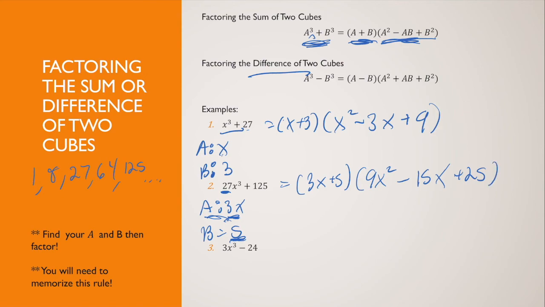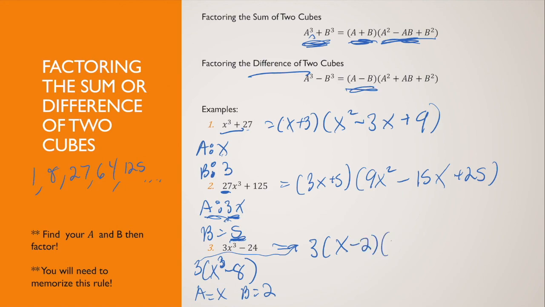For this last example, we can see that neither of these is the difference or the sum of perfect cubes yet. So let's factor out their greatest common factor, which is a 3. I've got 3 times x cubed minus 8. So now my a is x and my b is 2. So this is going to factor to 3, because we can't forget that greatest common factor we factored out, times x minus 2 times x squared minus 2x plus 4. Again, we're just plugging in our a's and b's.